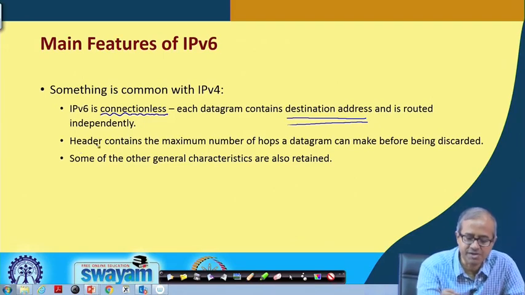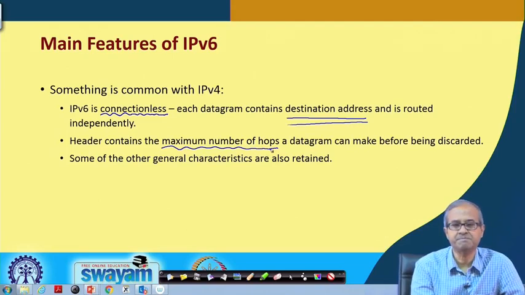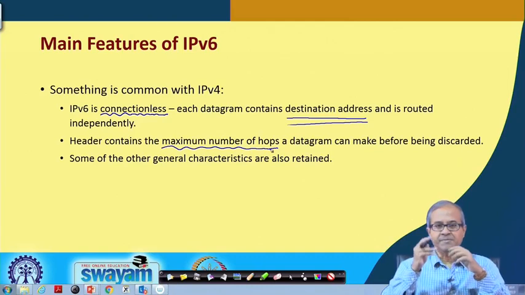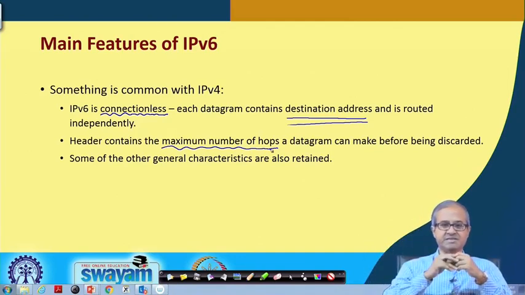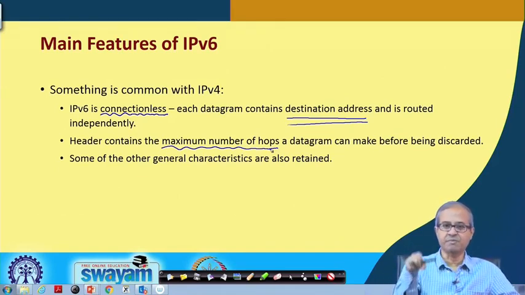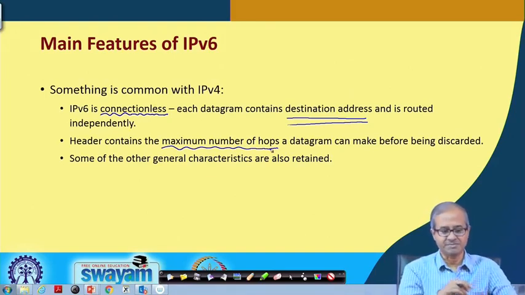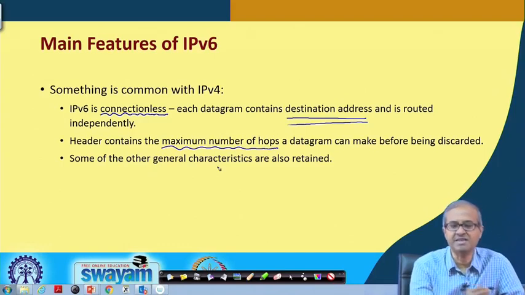Similarly, here also the header will contain a similar field, maximum number of hops that a datagram is permitted to take, because you have some estimate regarding the maximum number of hops you require to reach a destination. If you find that even within that number of hops you are not able to reach, it means there is some problem in the network, maybe your packet is following a circular path in a loop, it has got stuck somewhere. So, in that case you discard the packet. And some of the other general characteristics like fragmentation and so on, those are also retained.